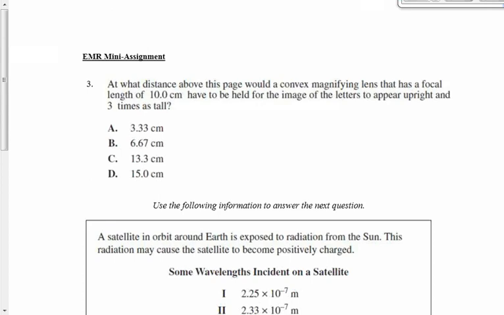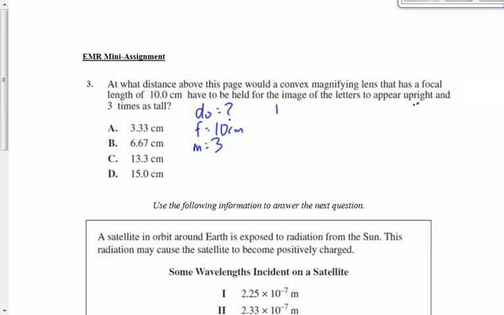And what distance above this page would a convex magnifying lens be? Oh my goodness, another hard question. This, I think, was the second hardest question on the page. Some people might have even argued that it's the hardest. We're looking for DO. We got a focal length of 10 centimeters. We got a magnification of 3, and it's a positive 3 because it's upright. That's all we got. We want to find DO. Look at that. Got F, got M, want to find DO.